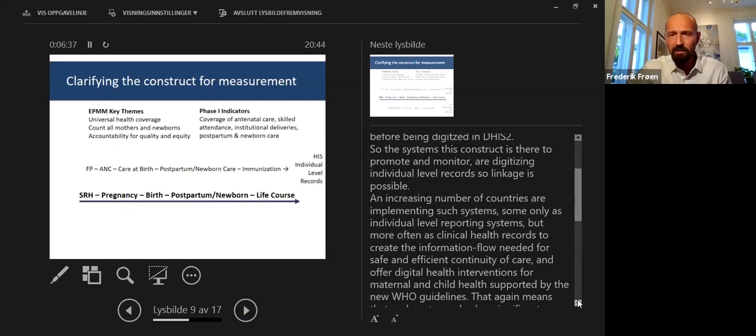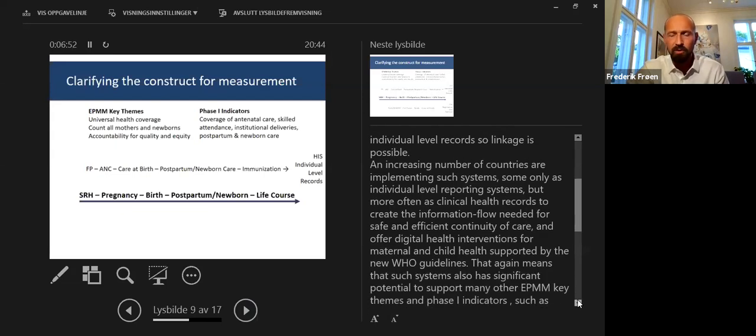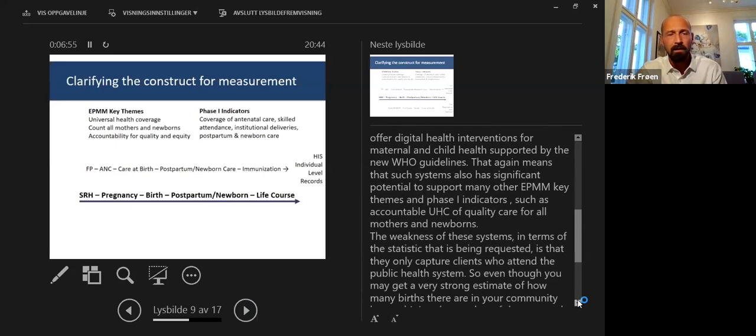Some only as individual level reporting systems, but more often as clinical health records to create the information flow needed for safe and efficient continuity of care, and to offer digital health interventions for maternal and child health supported by the new WHO guidelines. That again means that such systems also have significant potential to support many other EPMM key themes and phase 1 indicators, such as accountable universal health coverage of quality care for all mothers and newborns.